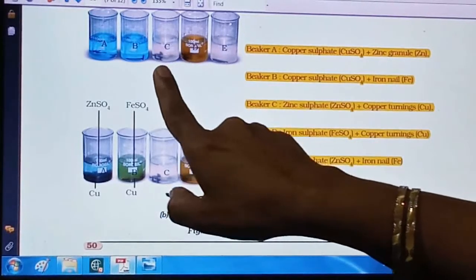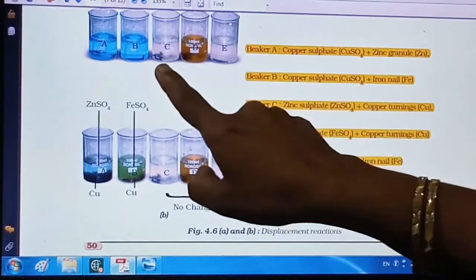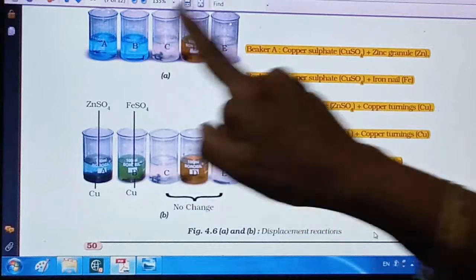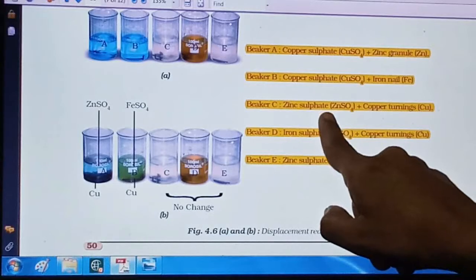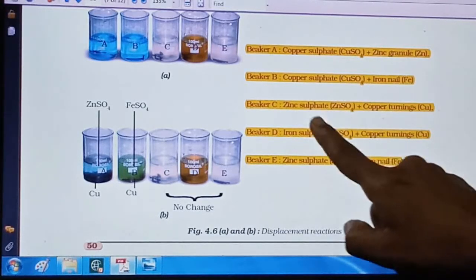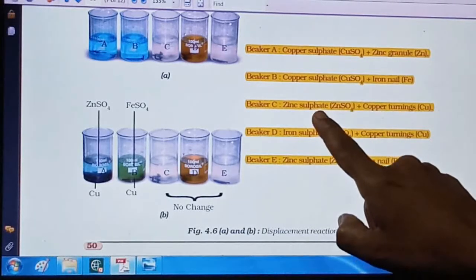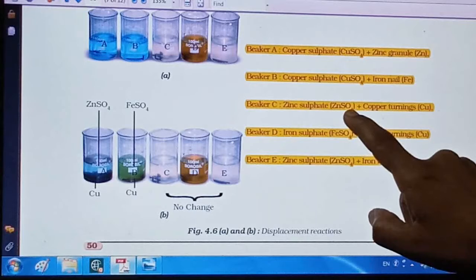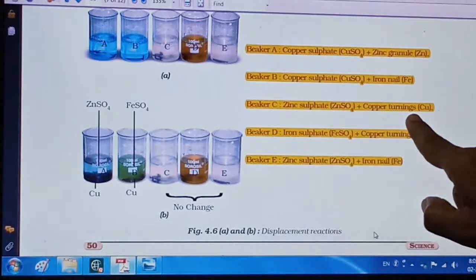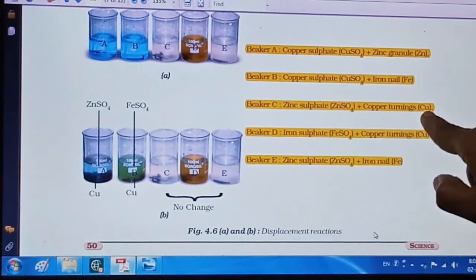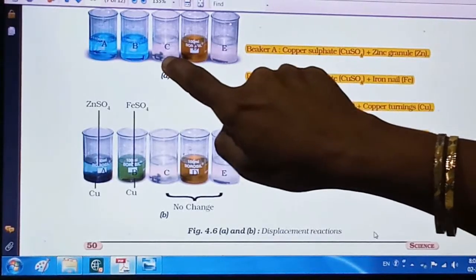Now beaker C is there. In this you can see one colorless solution, and at the base also you can see something, right? Now what is it? In beaker C there is a zinc sulfate solution, zinc Zn, and the sulfate formula is SO4. Remember this: whenever sulfate comes, it will be SO4. So ZnSO4 is zinc sulfate, plus copper turnings, right? Copper turnings means here the metal is copper. So whatever you can see here, that black color, is nothing but the copper, right?